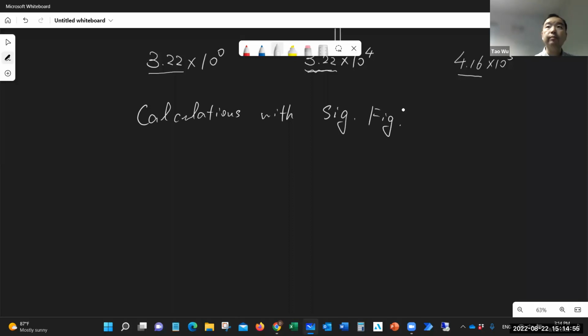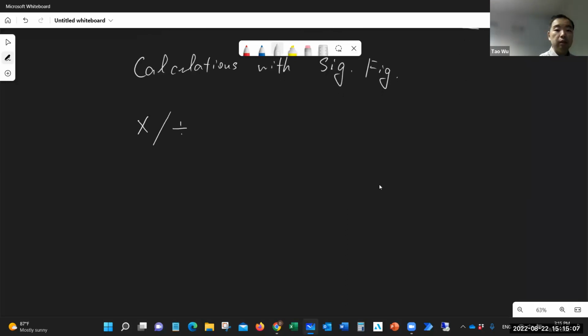Calculation with sig figs. First of all, let's talk about multiplication and division. Those two are similar and easier. For example, let's look at one of the examples in the page 5 study guide, page 5, question number 5.